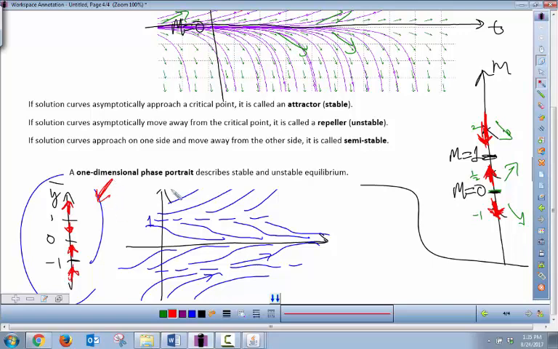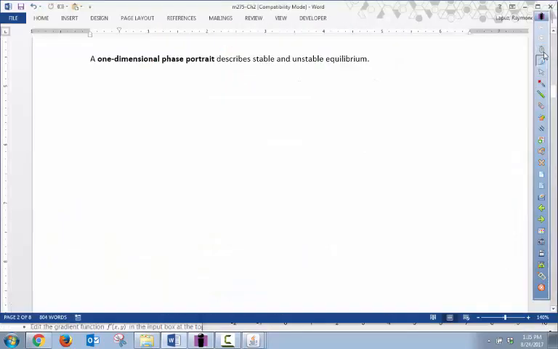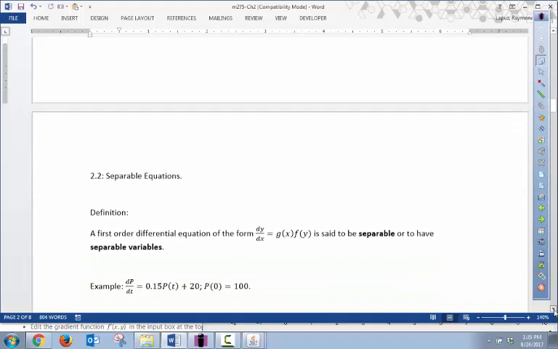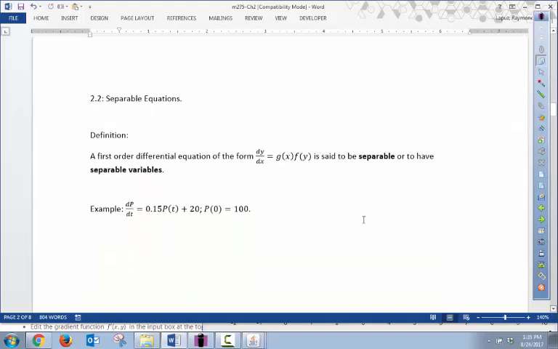All right, let's move on. Another section, 25 minutes. Separable, yay. So let's actually do some differential equations now.